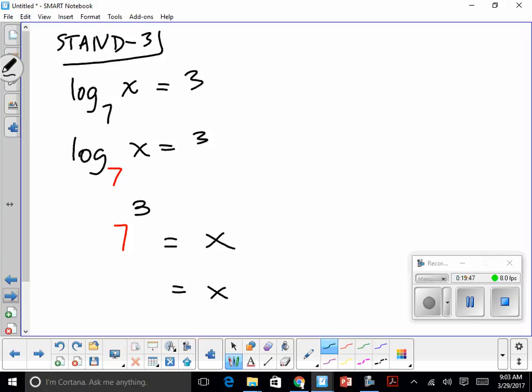343 is the correct answer. 7 to the 3rd power means 7 times 7, which is 49. 49 times 7, which is 343. I'm going to come out to your calculators on this one.